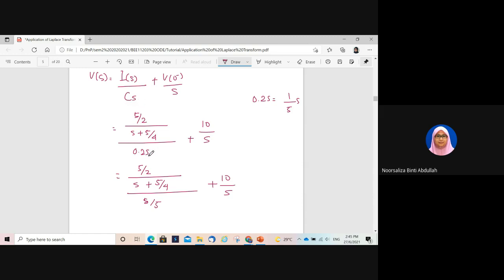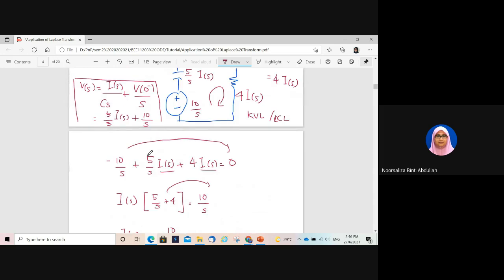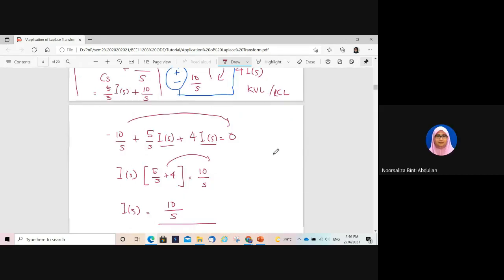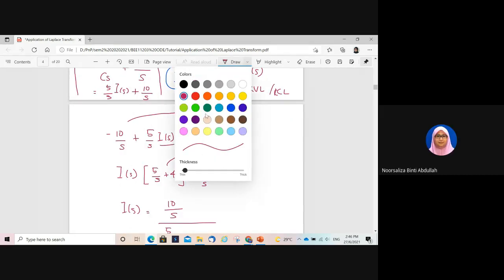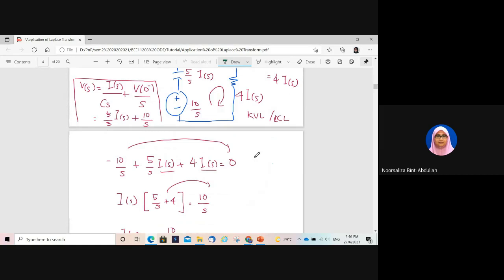0.2 S. Tapi doktor, masa kita buat dekat atas untuk circuit, kat sini? Kat atas sini lagi. Ya, 5 over S betul. Okay, dia macam ni. Dia yang atas ni. Yang ini. Okay. You ada 1 per CS. Betul tak? 1 per CS kan? Betul?